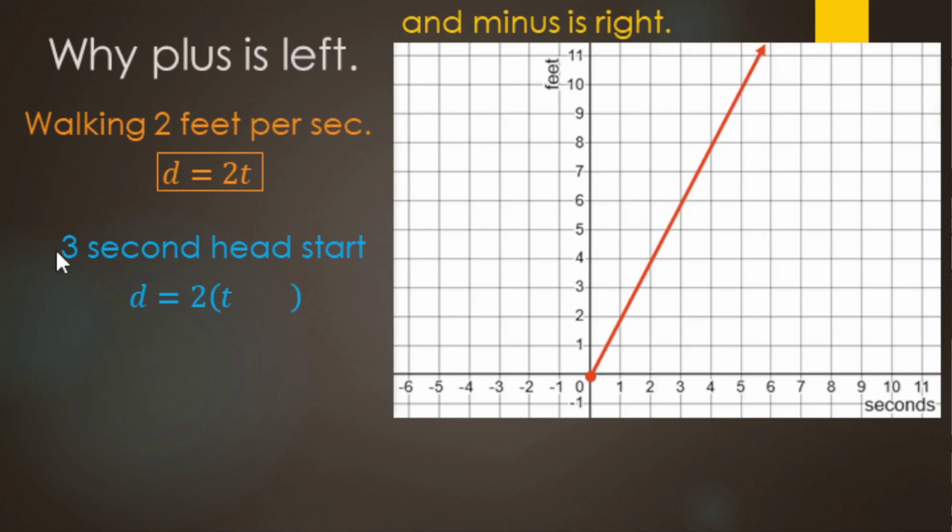So we're going to add 3 seconds to their time. The t is time, remember, right? So we're going to add 3 seconds to their time. So in these parentheses here, that's where we're thinking time. So now let's go back to the graph, right?